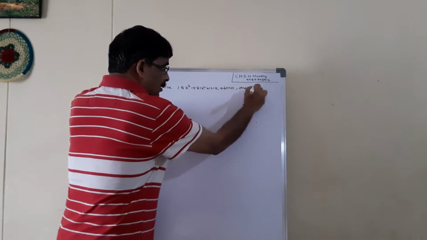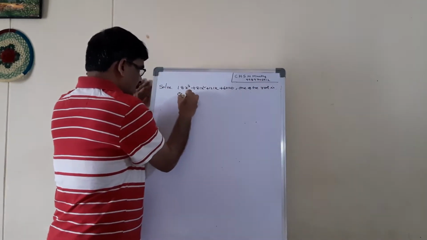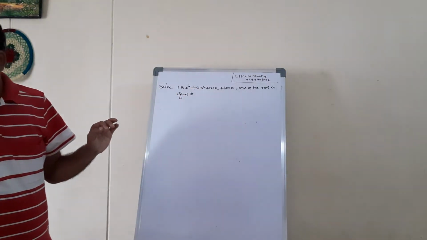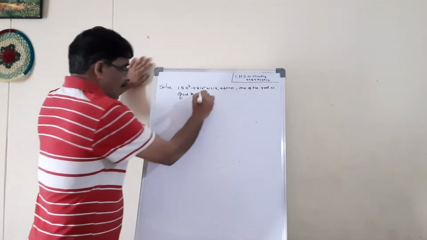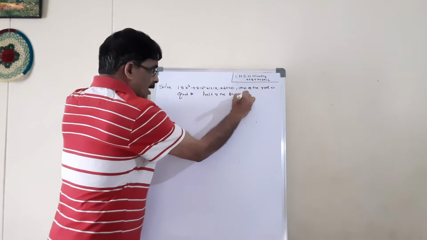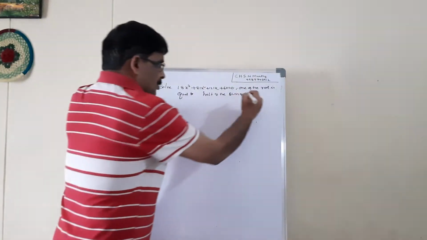One of the roots is equal to half of the sum of the remaining roots.